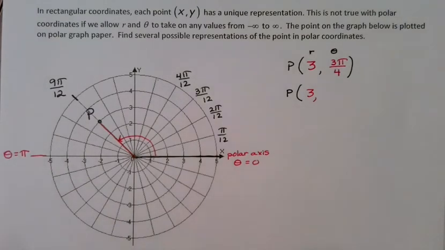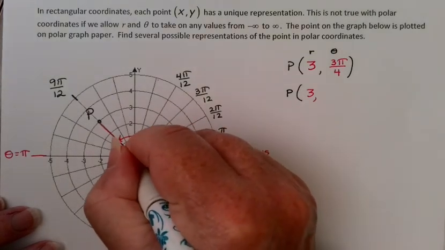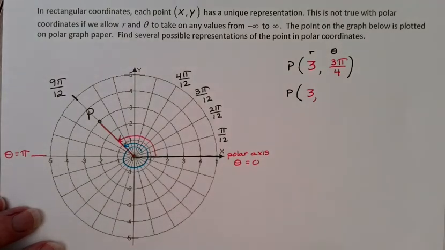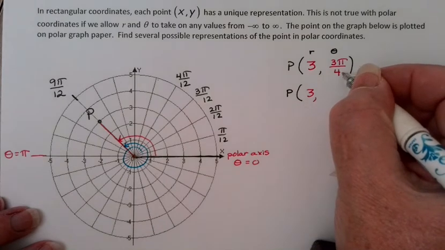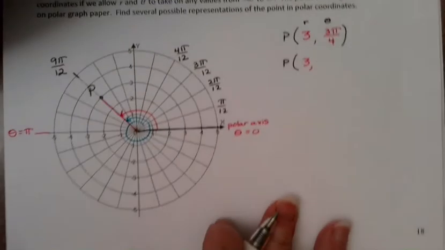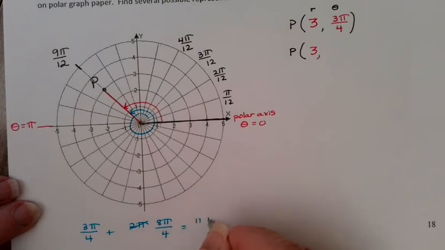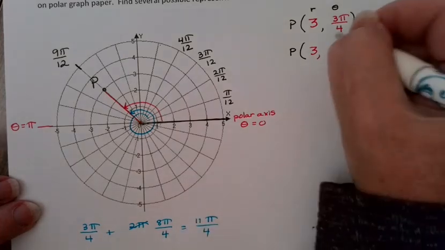I could, for example, choose to go all the way around once before stopping at that point. So now my new theta value is going to be the old theta value of 3 fourths, plus an extra trip around, 2 pi. So if I were to take my original theta of 3 pi over 4 and add 2 pi, which would be 8 pi over 4, I'd get 11 pi over 4 for that theta value.